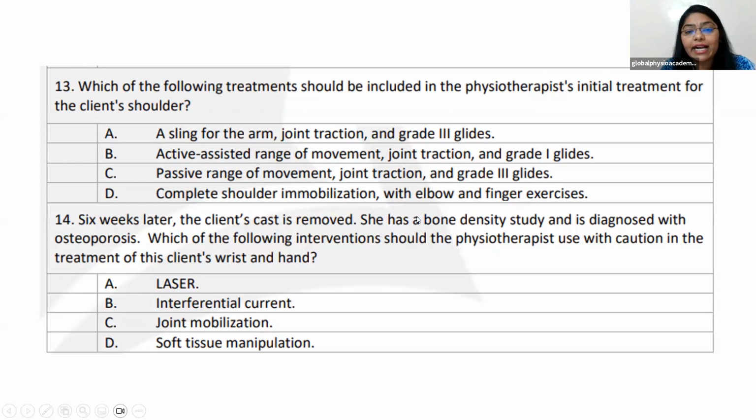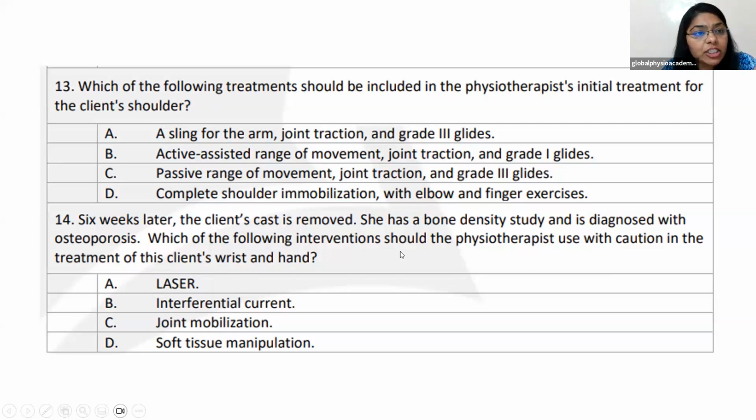Six weeks later, the client's cast is removed. She has low bone density. So now it is another topic. So see, she has bone density, a diagnosis of osteoporosis. Which of the interventions should be used with caution with bone weakness?